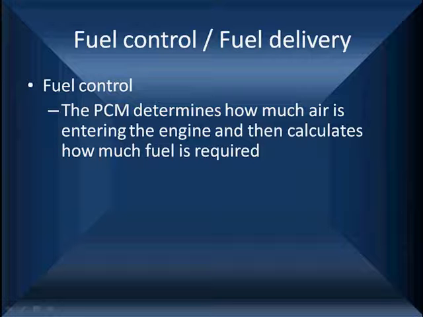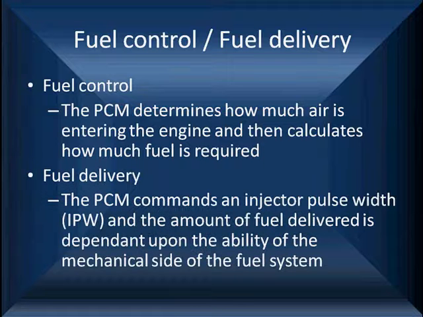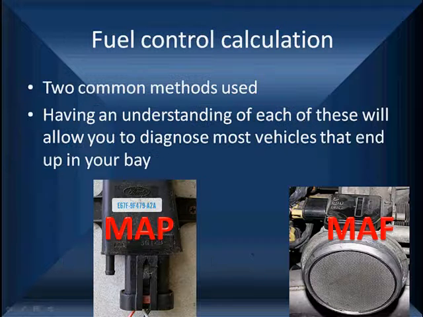We take our fuel control where the PCM determines how much air is entering the engine. Then we base our calculation on a number of factors, and we're going to talk about all of them. And we're going to see how much fuel is required. And then we're going to turn around and command an injector pulse width. Now, the amount of fuel that's actually delivered is dependent upon the ability of the mechanical side to deliver fuel. If the pressure's wrong or if the injector's dirty, it'll be wrong. If fuel control isn't right, it's going to be wrong. And we'll have fuel trims for that. But let's talk about how we make these calculations.